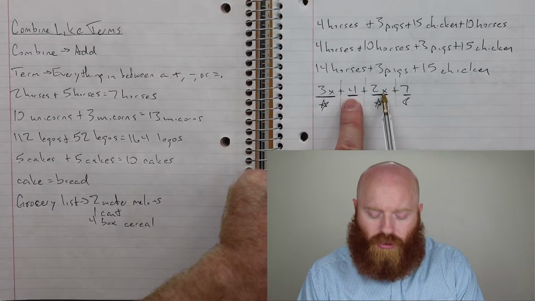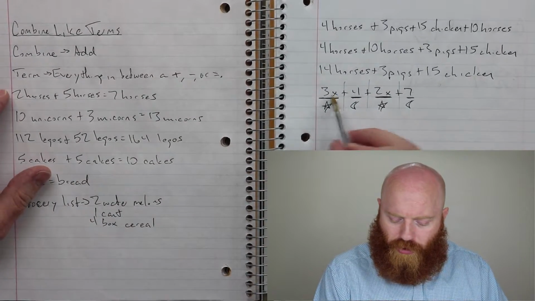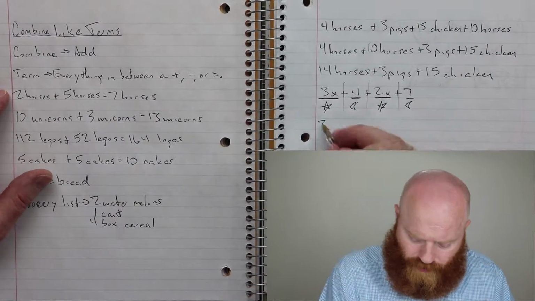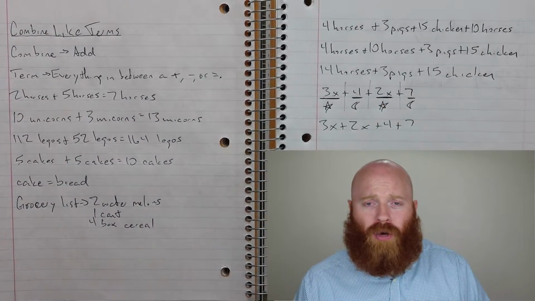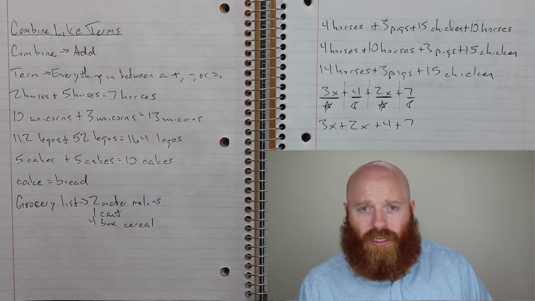I'm going to commute these 2 terms. I'm going to switch them. So I'll set 3x plus 2x plus 4 plus 5. All right. I took advantage of the commutative property of addition. Now I can combine the like terms.